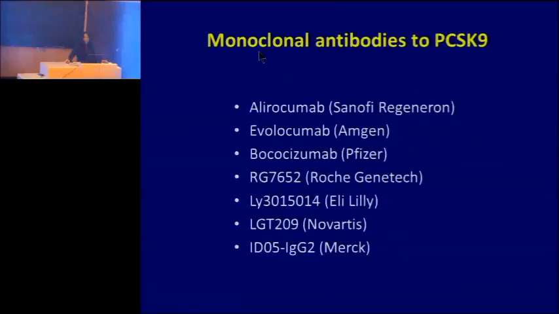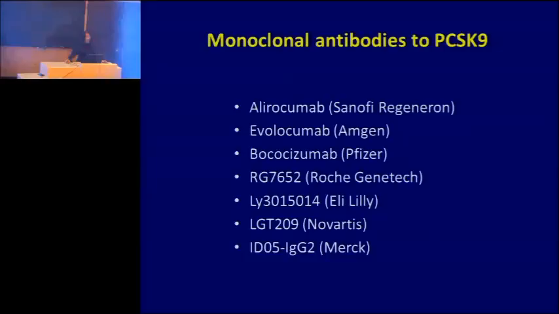The monoclonal antibody approach has been the fastest, and two antibodies, the first and the second one here, the Regeneron and the Amgen products, have completed phase 2 and phase 3 trials and are now available in the market. The third drug, the Pfizer drug, is actually in studies but hasn't completed phase 2 or 3 trials yet, and there are several other companies that are working on this also.